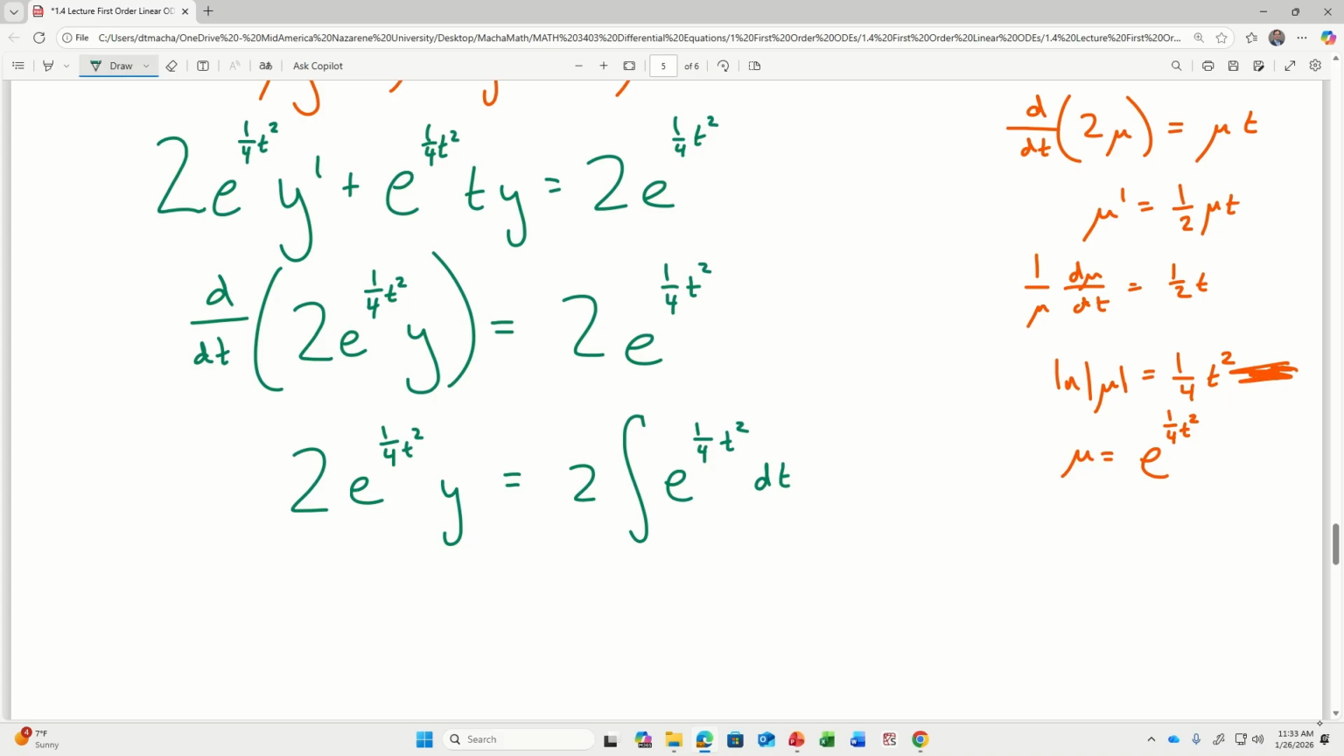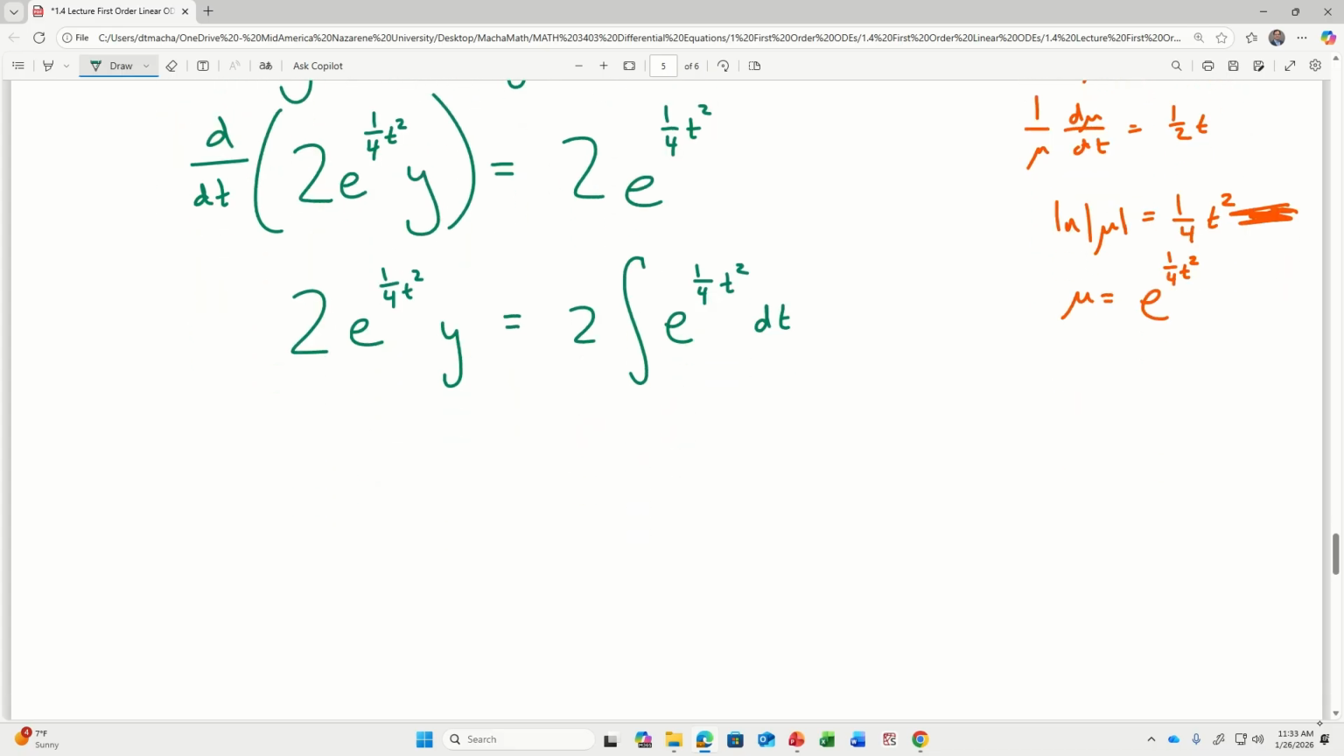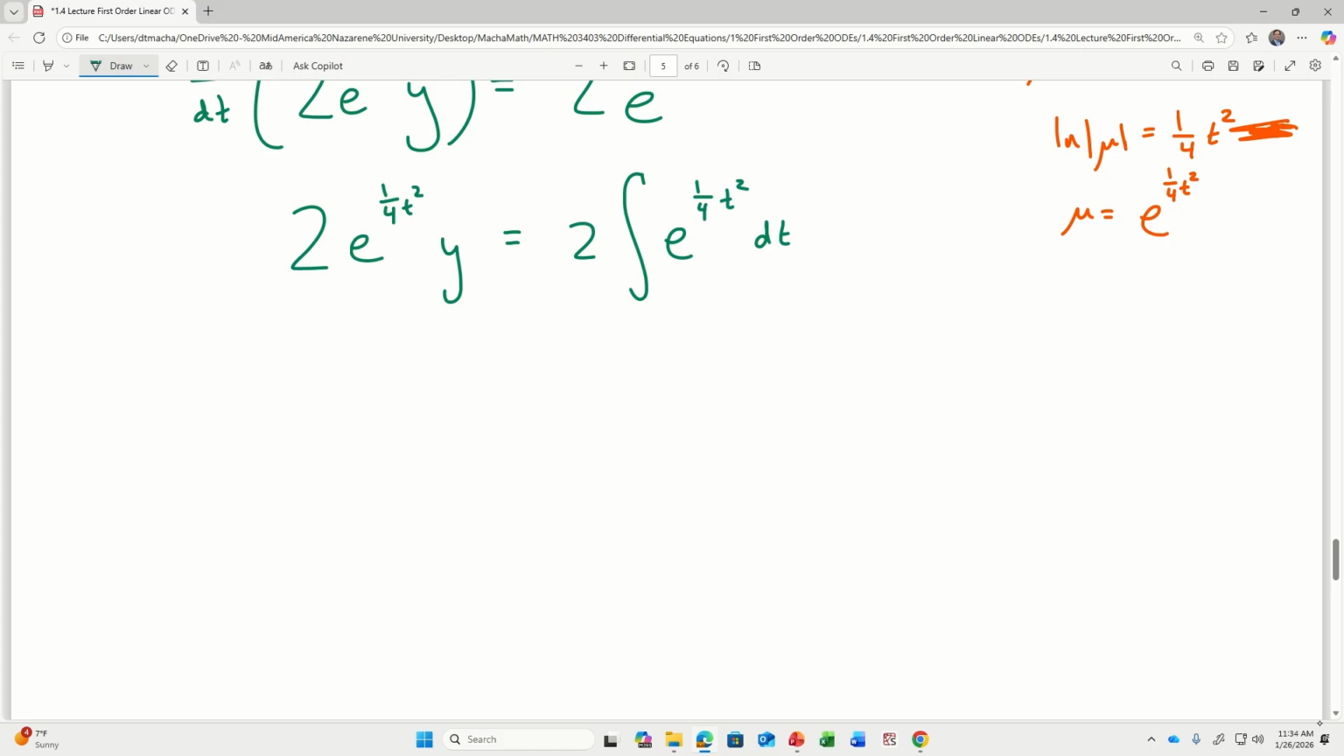If that happens to you, you get one of those antiderivatives that you just can't crack, you just leave it alone. And that is what it is. And remember, we picked up a constant because we took the antiderivative of both sides. And then we write something like this for our final answer.